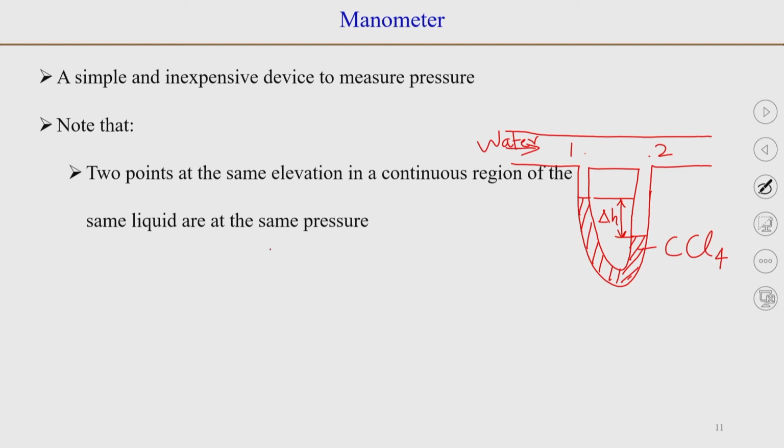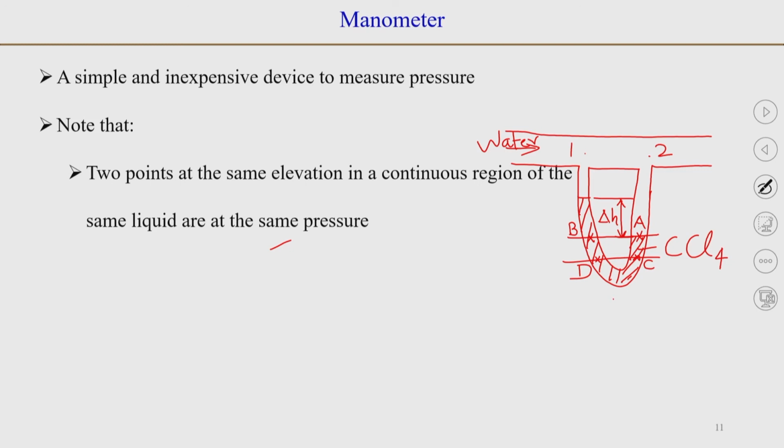So, coming to this point, that 2 points at the same elevation in a continuous region of the same liquid are at the same pressure. That means if we take 2 points in this region, say point A and point B, they are in the same fluid, so they will have the same pressure. So, P A and P B will be the same. If we take another horizontal line, and say point C and point D, they will be at the same pressure.